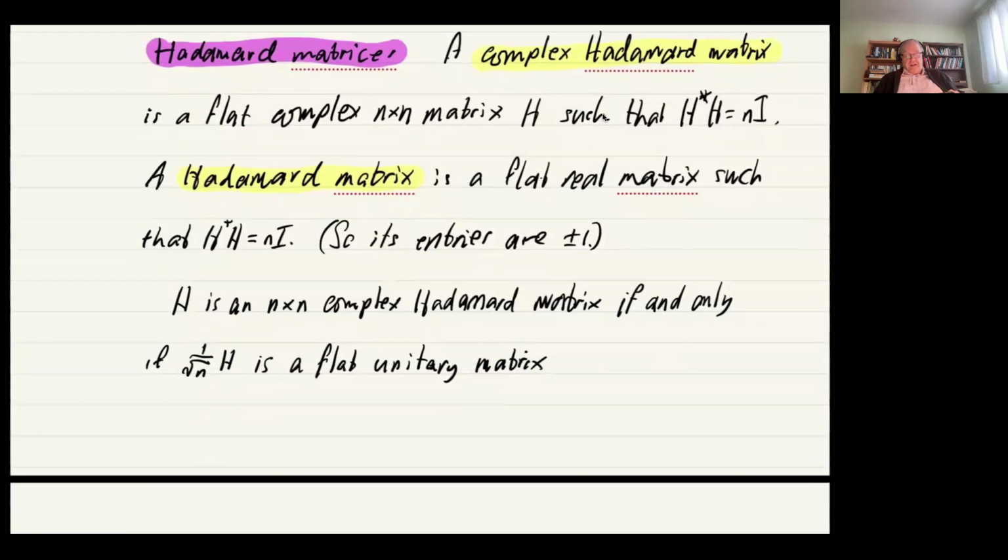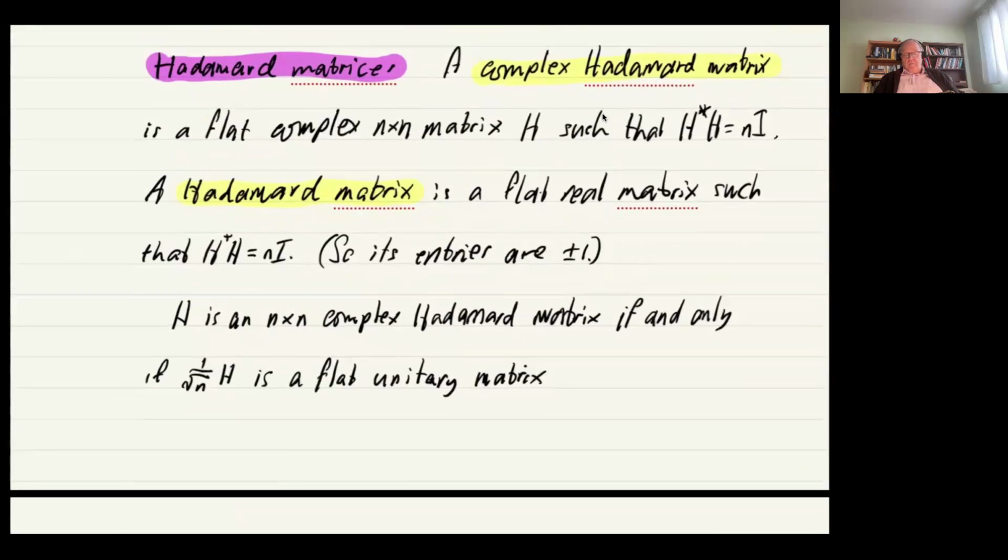So these are the standard examples. I don't have them drawn there, so I'll do one now. To give one trivial example, that's a 2 by 2 Hadamard matrix. And as I said, the complex Hadamard matrices correspond to flat unitary matrices modulo scaling. Now, Hadamard matrices play an important role in design theory and in coding theory and in various other places. They're very interesting structures.